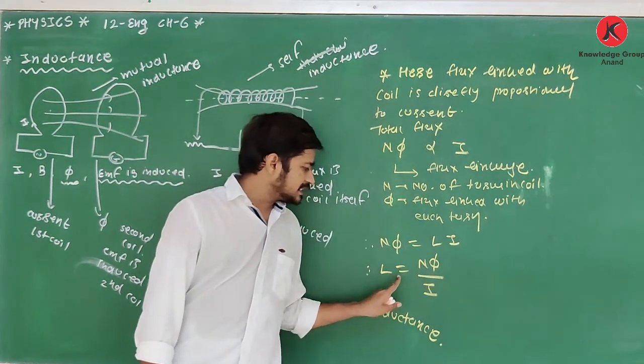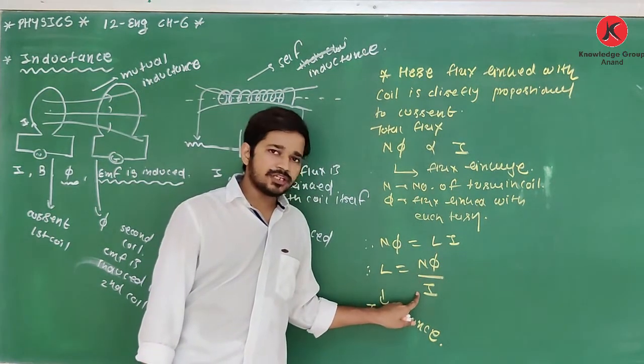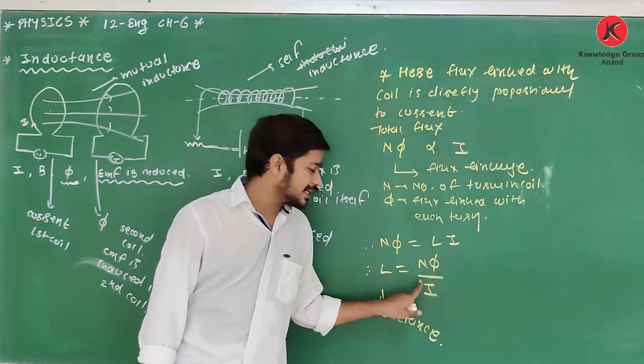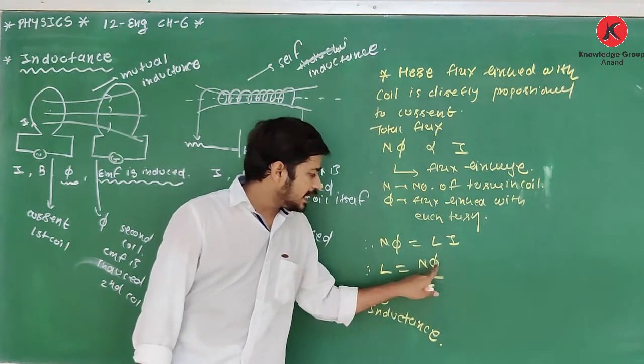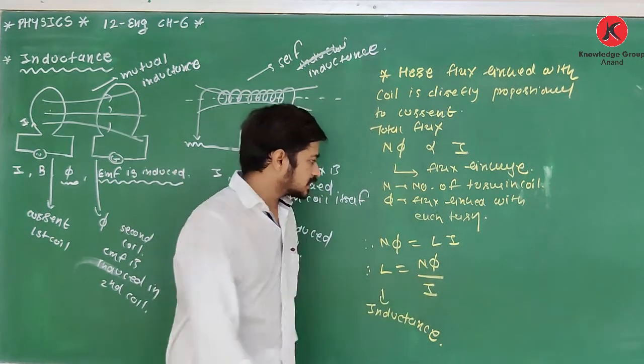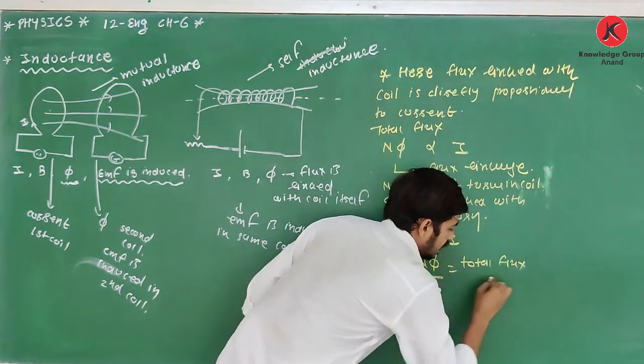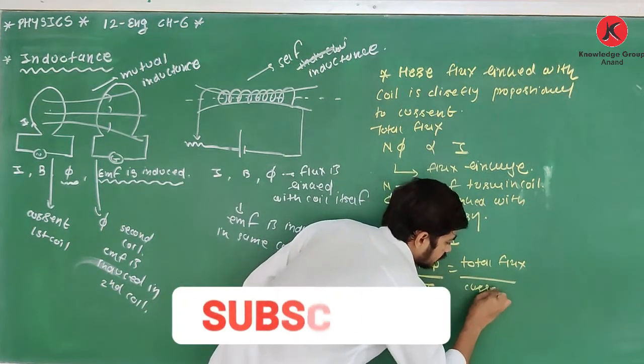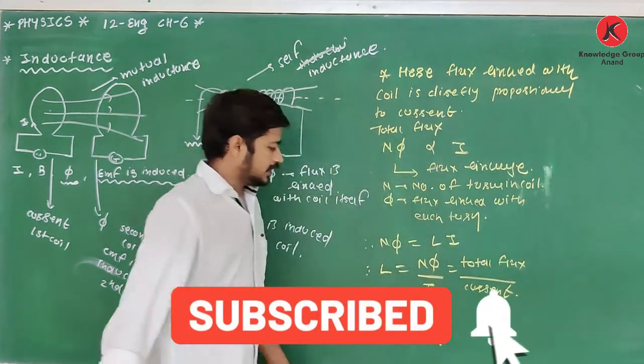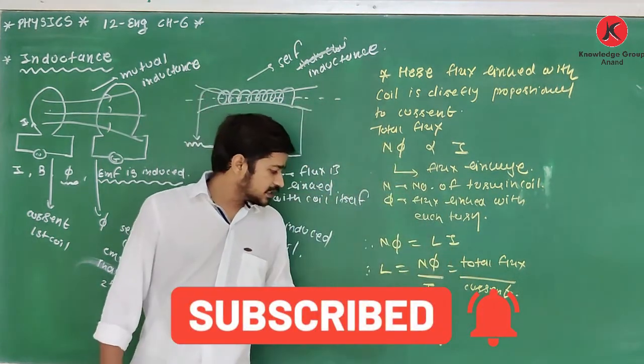What is inductance? Total flux per unit current. N phi upon I. N phi is total flux, and I is current. Clear about this? So yes, this thing you have to remember.